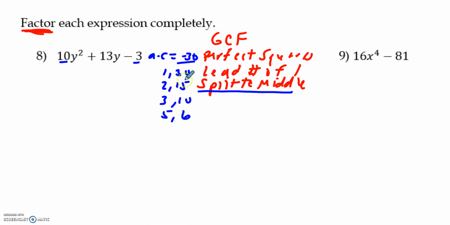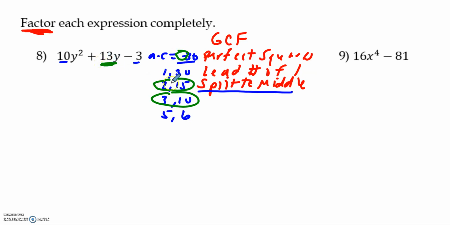And then I ask myself, which one of these pairs can combine or add to be a positive 13? Well, I have 2 options here. Either this or this one can become a 13. But remember, we want it to multiply to be a negative 30. So let's try both.